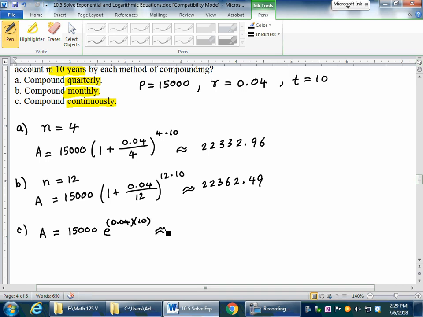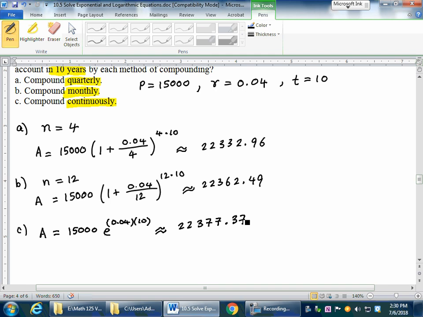So in your calculator, you should have this function key e, right? So 15,000 times e to the 0.04 times 10. And that gives me my answer, approximately 2237 7.37. So notice that the final amounts are very close, right?